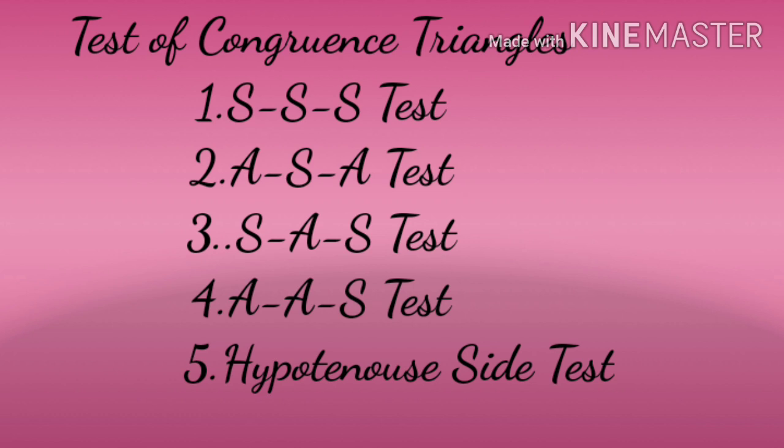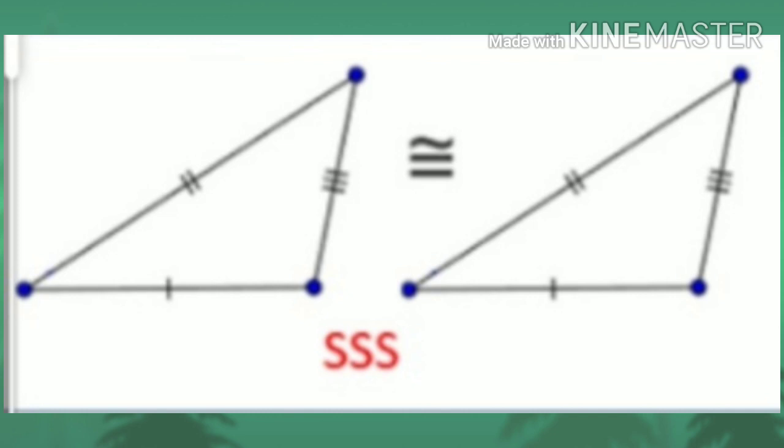Out of these tests, if any one test is applicable in two given triangles, then the triangles are congruent. So to prove whether two given triangles are congruent or not, you have to focus on these tests. Out of these 5 tests, if any one test is applicable in two given triangles, then the triangles are congruent by that test. Observe here the 2 figures of triangles.